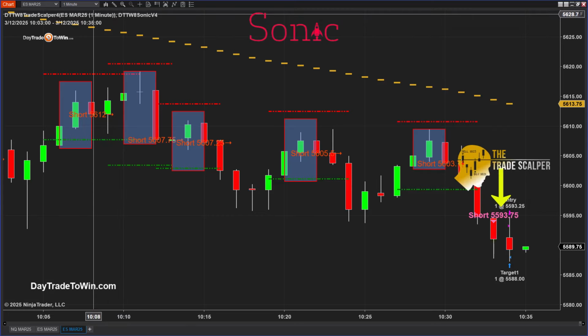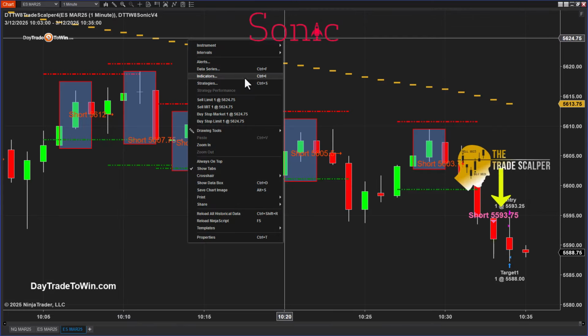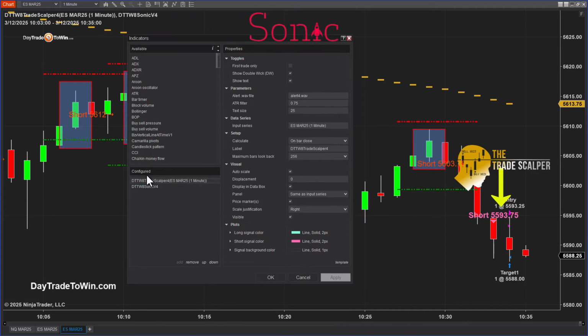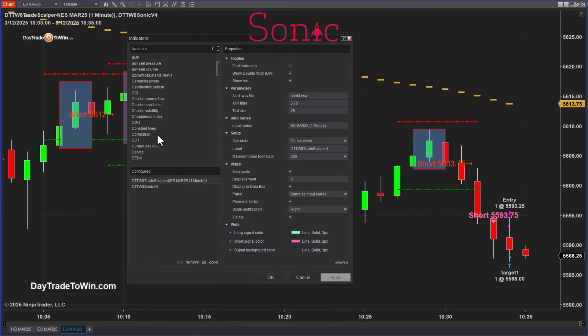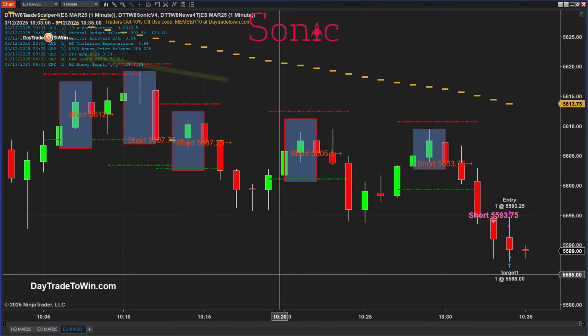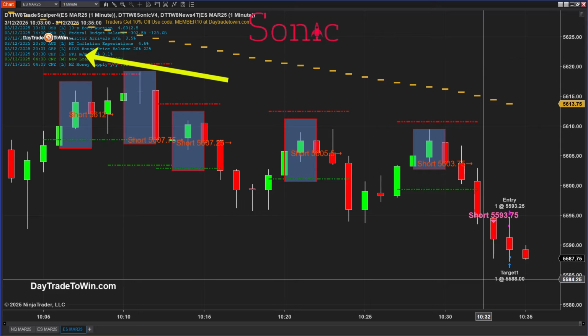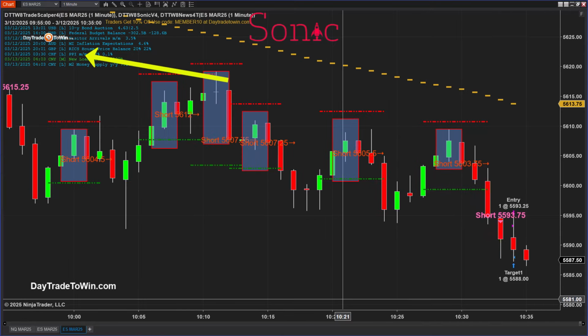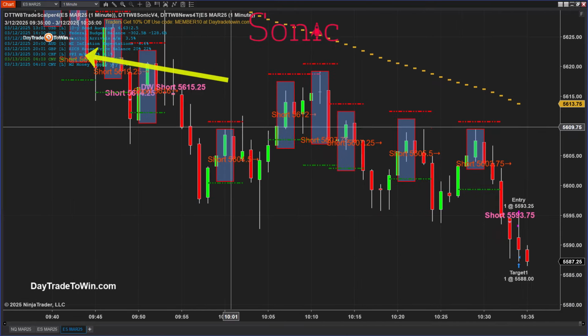I'm going to add something else here to the chart, which is the news indicator. Now, if you don't have the news indicator, you can download it for free at daytradetowin.com. Sign up for a free member account, and you can access the news indicator as you see it here. On the left-hand side of the chart, that is the news indicator. It tells me if there's any news coming up for today, tomorrow, the next day. Gives me an alert. It's available for NinjaTrader.